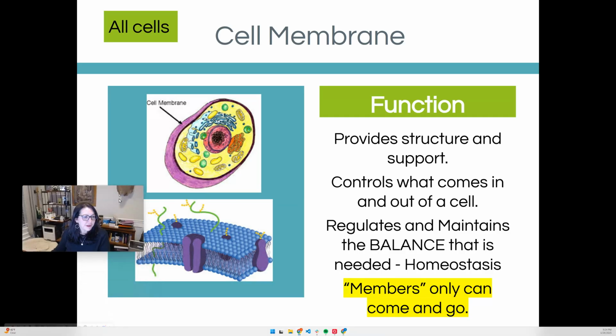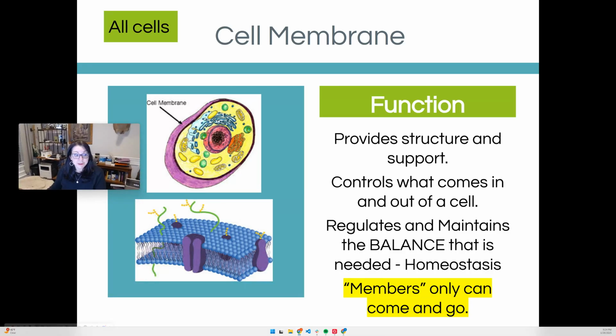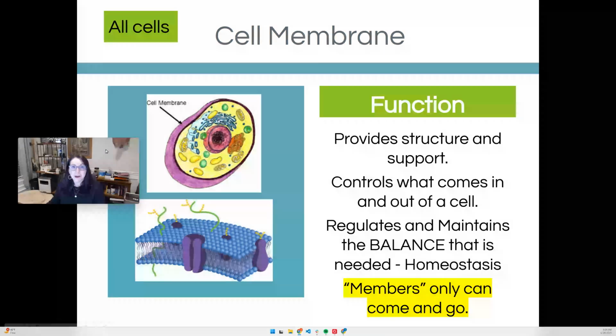And it really is a very unique structure. You can see this picture right here is what it really looks like. We'll get to that a little bit later this year.